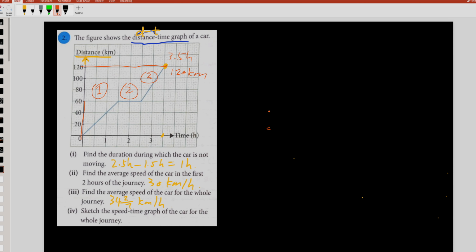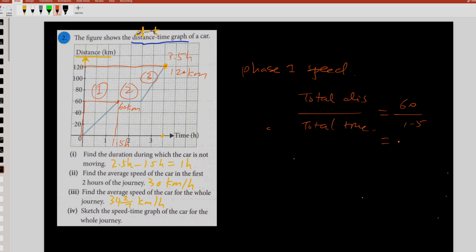Alright? So you just ask yourself, what is your phase one speed? How do we find the average speed? Total distance divided by total time, right? So for phase one, this point is 1.5 hours, 60 kilometers, right? So you just put it in: 60 divided by 1.5. So what's the answer? I think it's 40. So it's 40 kilometers per hour. So that's my phase one speed.